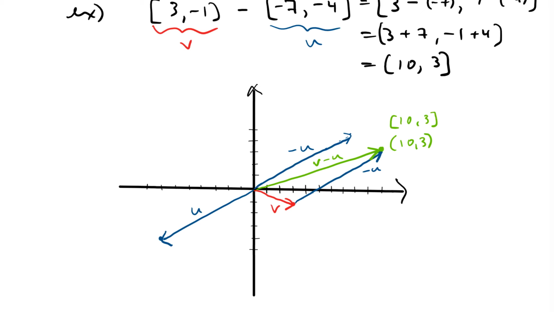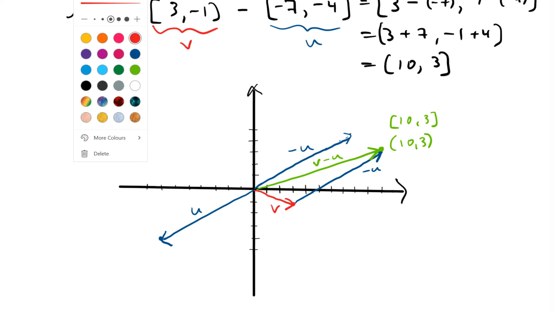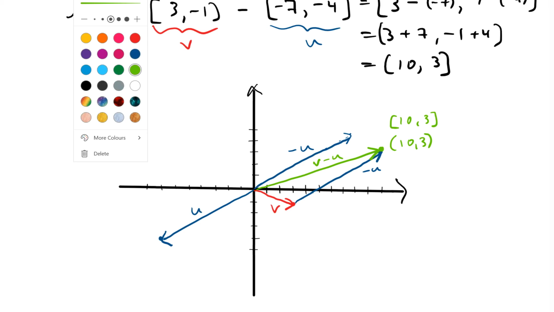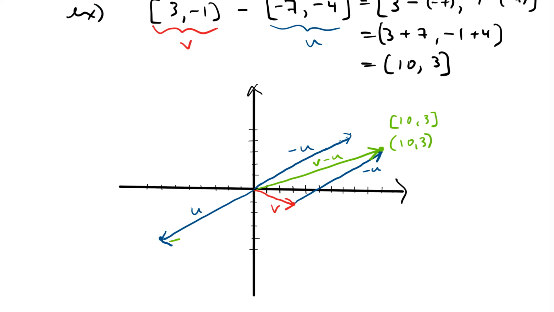So this is v minus u, but what I want you to realize is that this difference that we get between the two vectors, well, there are two things to realize. First of all, let's move this vector v minus u. You can see that it's also the same as this vector right there. That's v minus u. Remember, vectors can be placed anywhere we want in the plane.